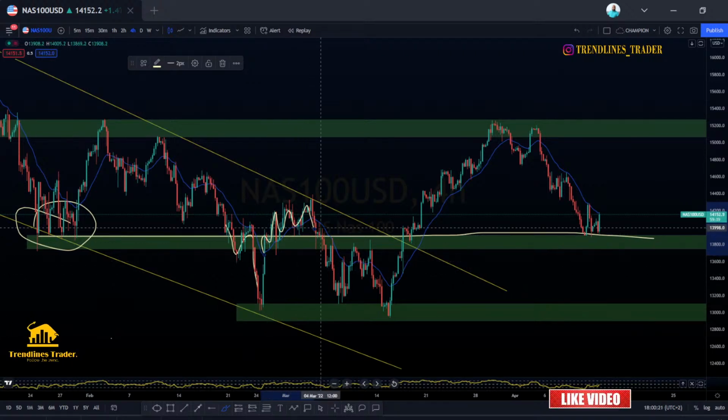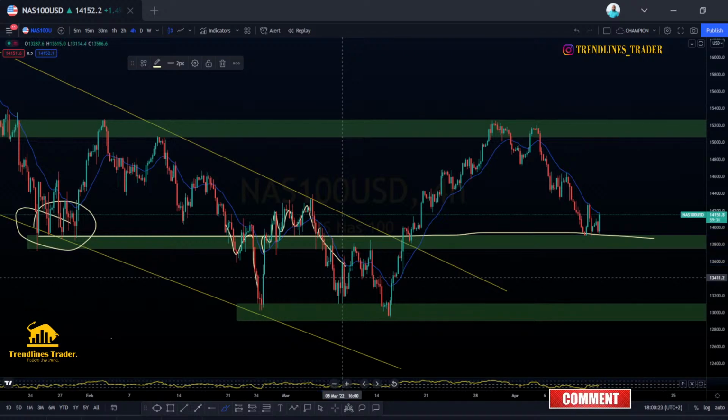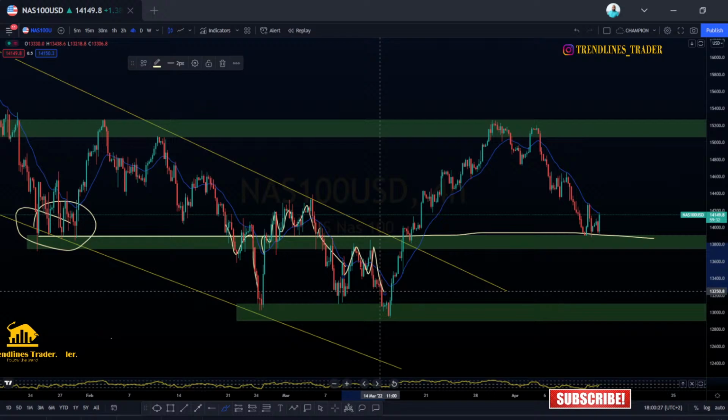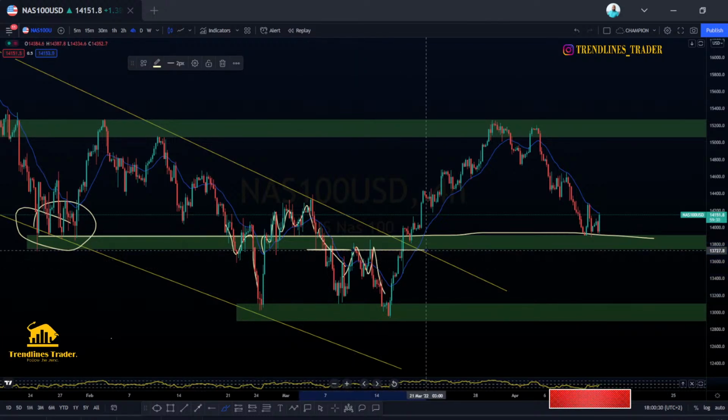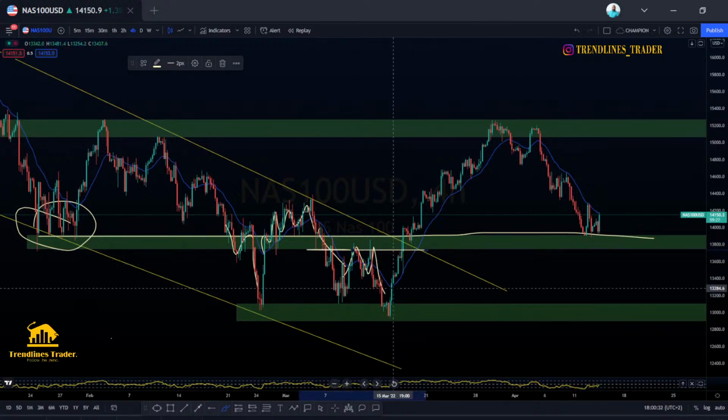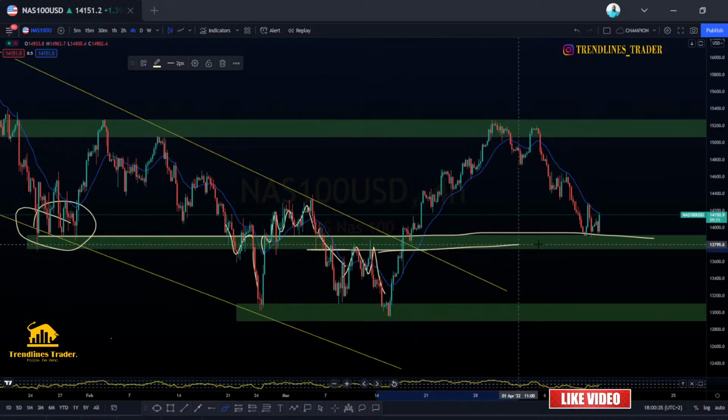But we managed to break out of this area. The price presented this type of structure where we had resistance. So this is a very significant level. As we can see, there's a level right here.